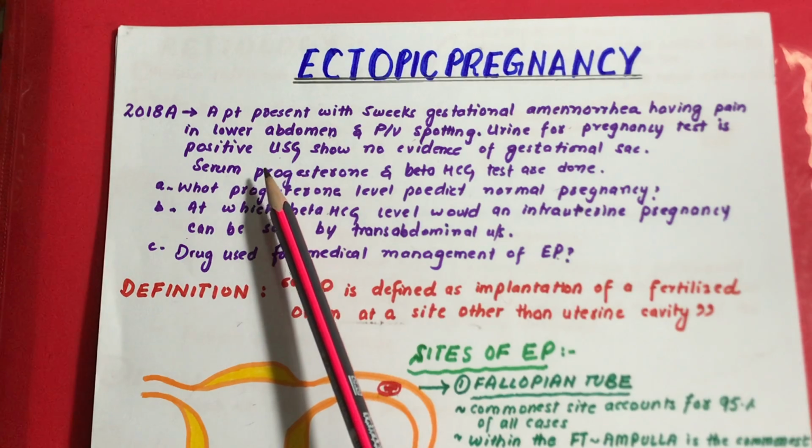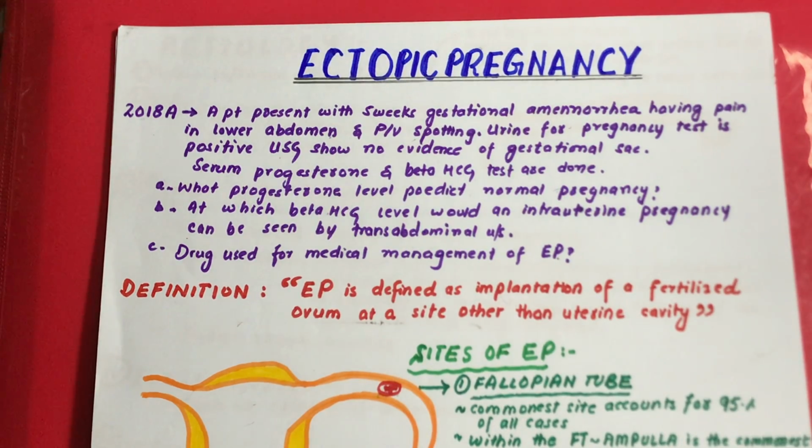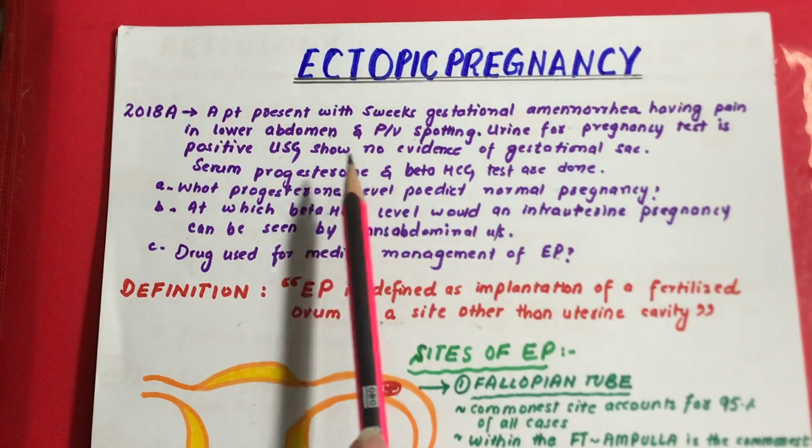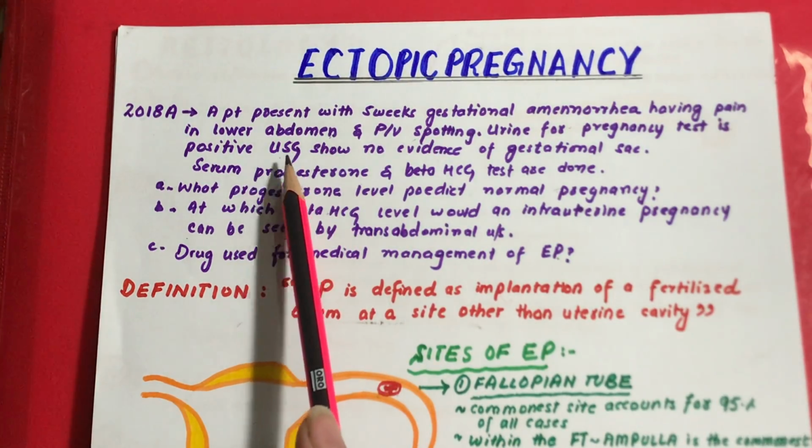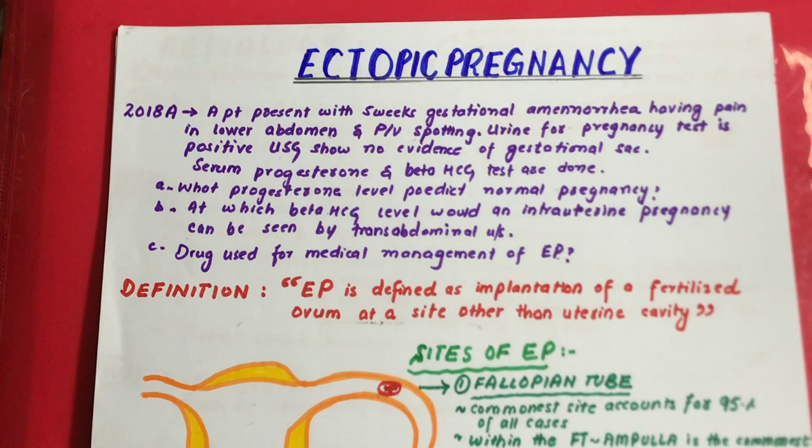Urine for pregnancy test is positive, so her amenorrhea is gestational amenorrhea. This is confirmed that she is pregnant. Okay, she is pregnant, her urine pregnancy test is positive, but ultrasound shows no evidence of gestational sac. Look, now this is a very clear scenario. This scenario is very clear that her pregnancy test is positive, but ultrasound shows no evidence of gestational sac.